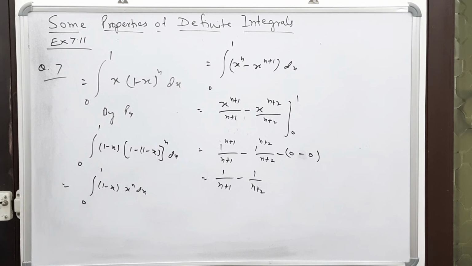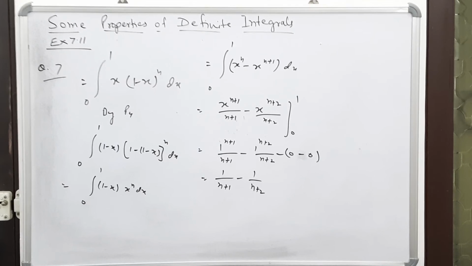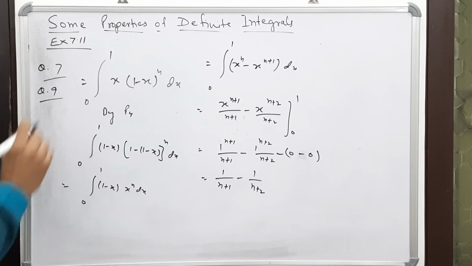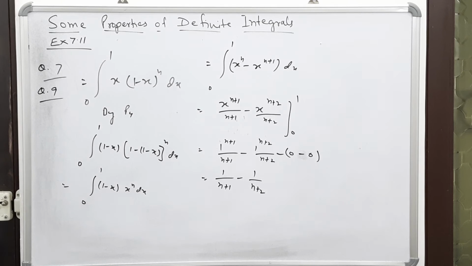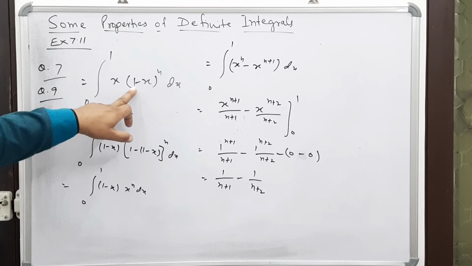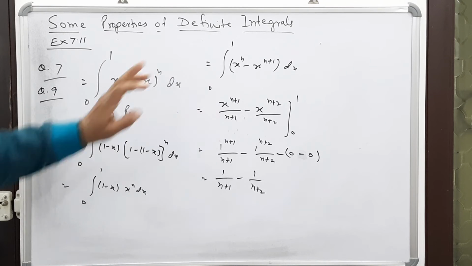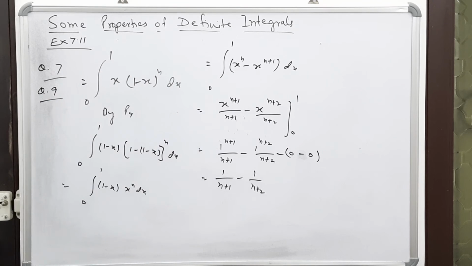So here there is a use of property number 4 again. As I told you, there are a lot of problems which are based on property number 4. Similarly, question number 9 is also based on the same property. There it is x, and here it is 2 minus x power n. Instead of n, there it is 1 by 2. So in that particular problem also you can apply the same property. I am taking the next problem.